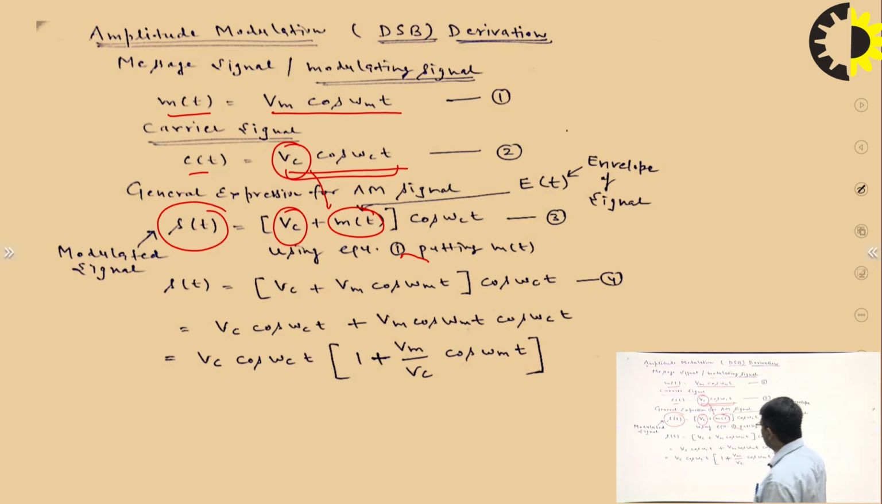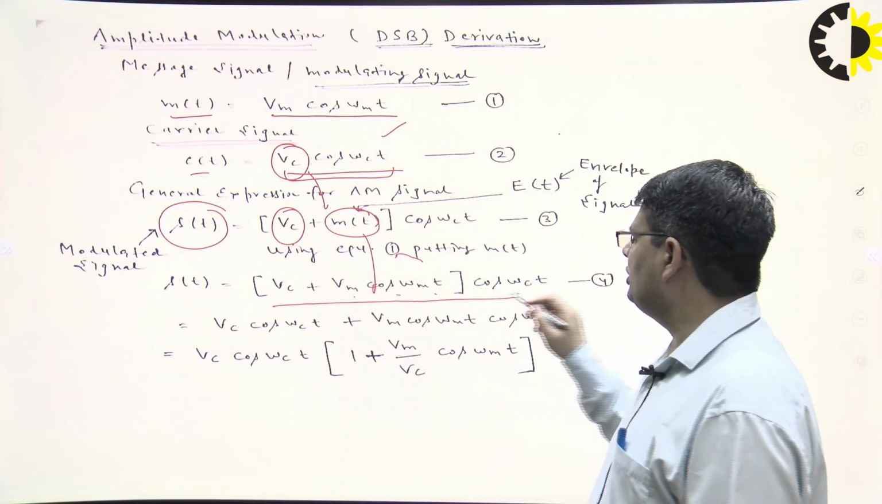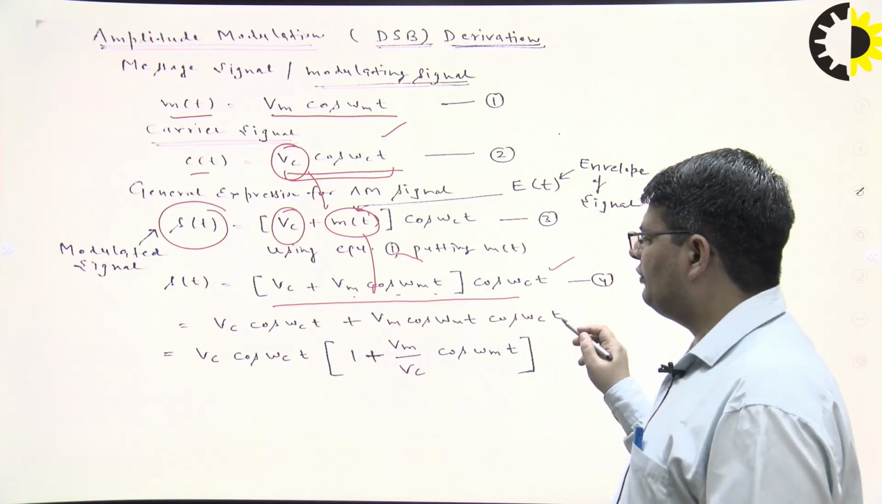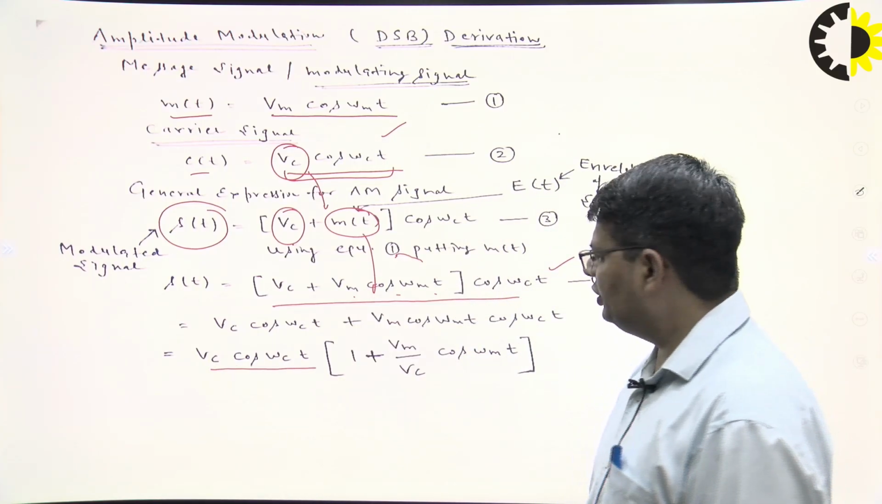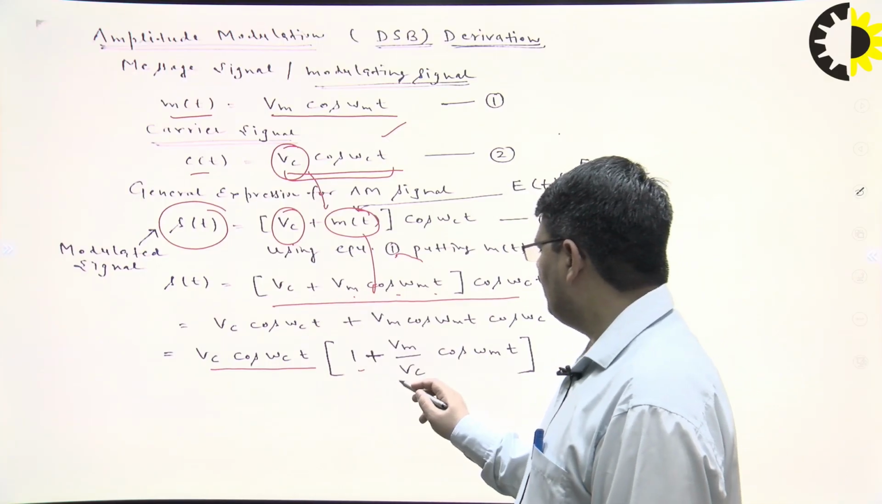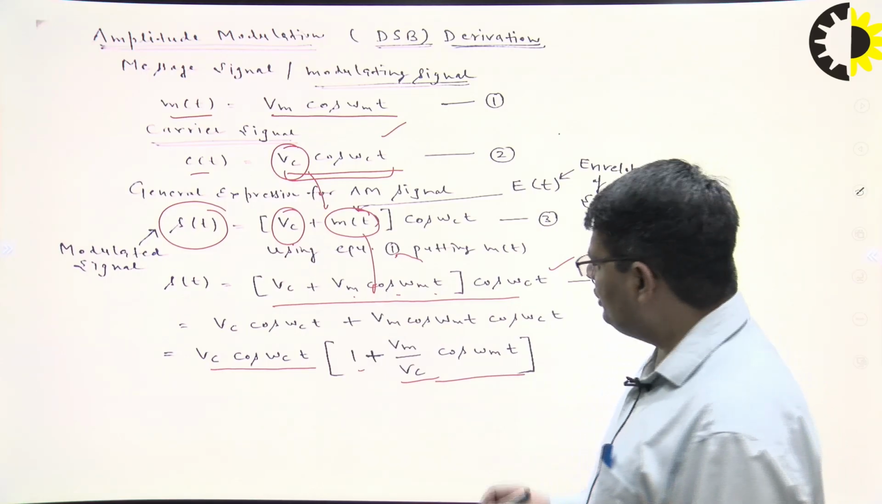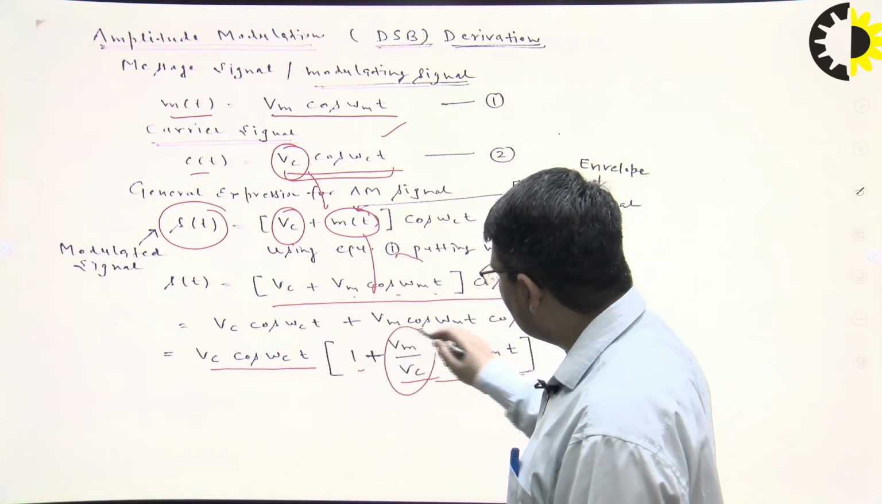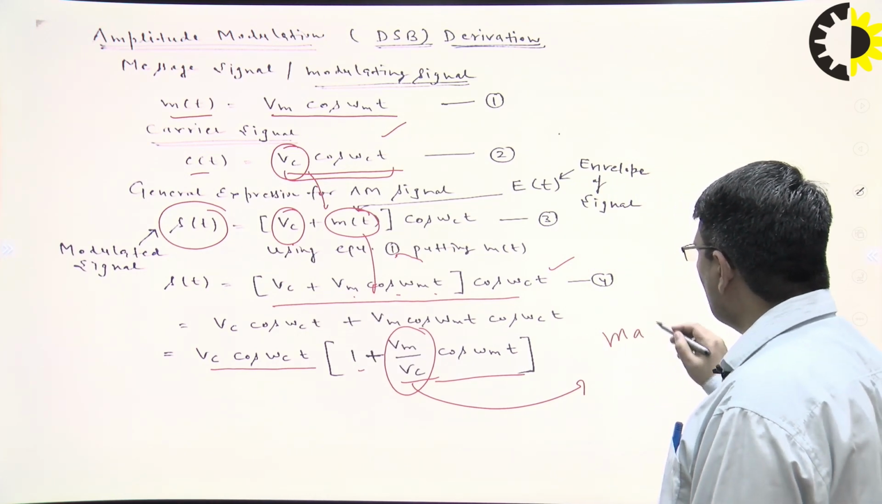So putting this in the equation, we have Vc, and putting the value of m(t) from this equation, we have Vm cos(ωm t). After solving this we get Vc cos(ωc t) into 1 plus Vm/Vc cos(ωm t), where this relation Vm by Vc is most important, and this is known as the modulation index.